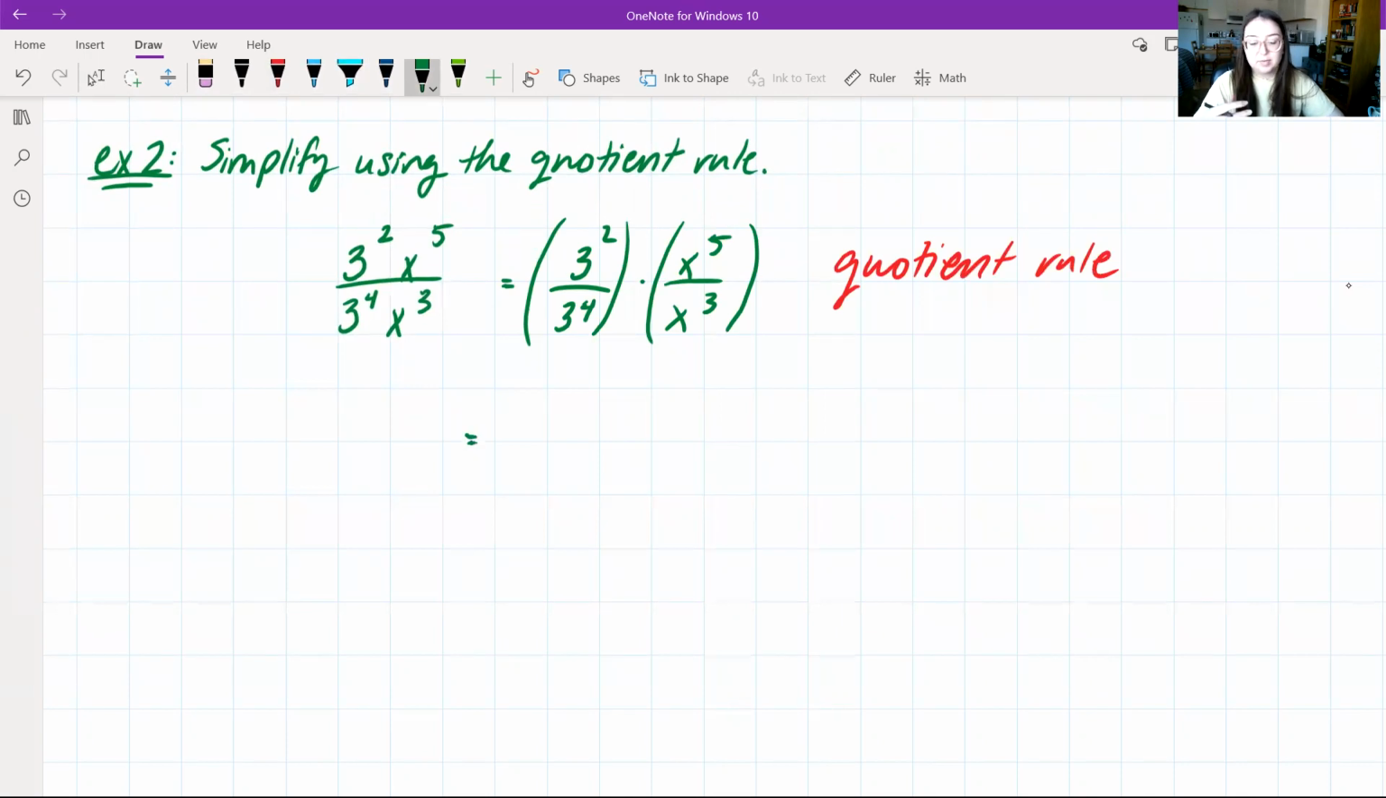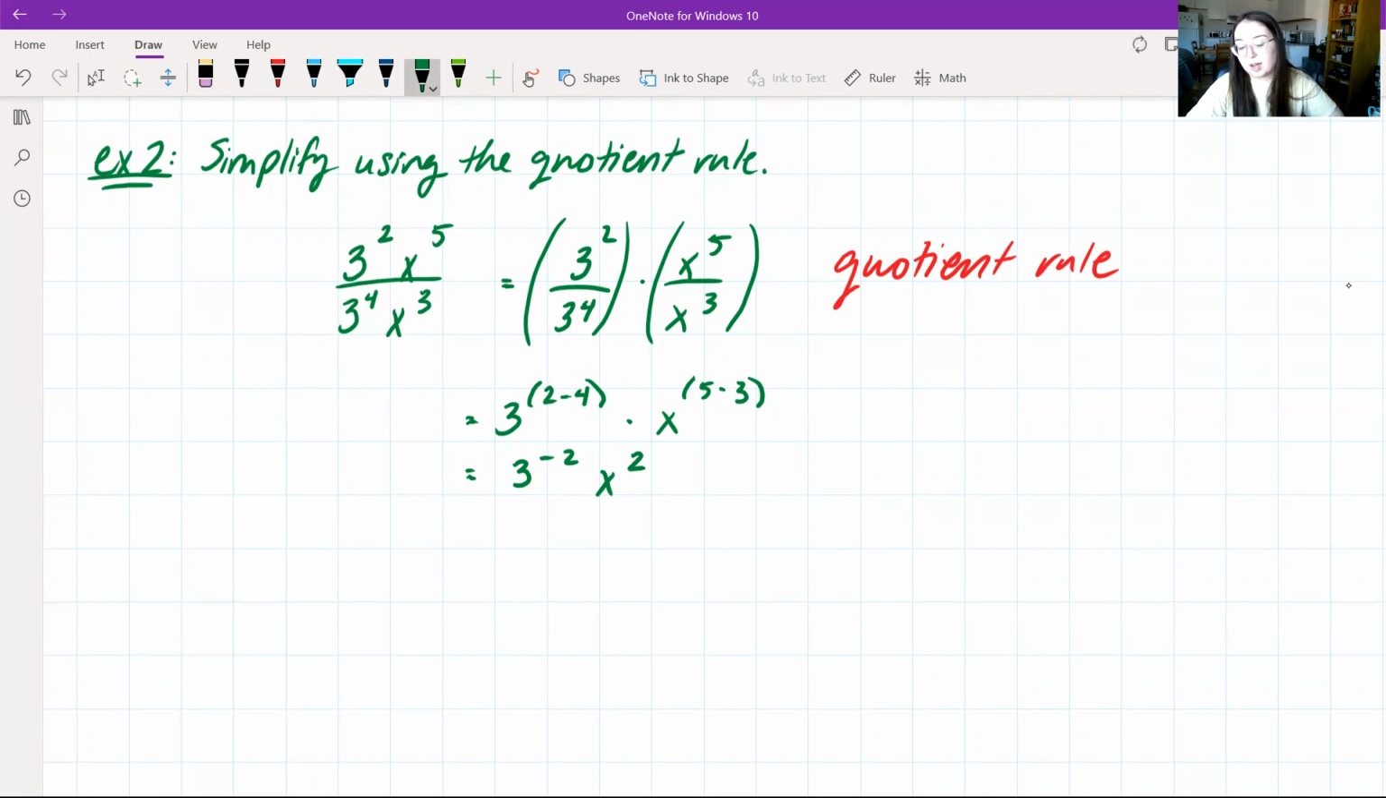We can write this out using our first quotient rule for our first terms, 3 to the power of 2 divided by 3 to the power of 4. We can write this as 3 to the power of 2 minus 4 times x to the power of 5 minus 3. So 3 to the power of 2 minus 4 is going to leave us with 3 to the power of negative 2. And x to the power of 5 minus 3 is going to leave us with x to the power of positive 2.